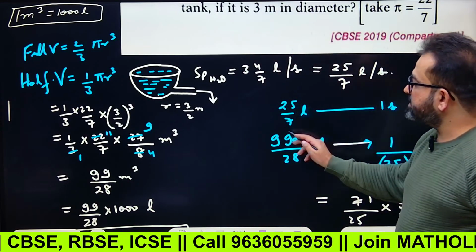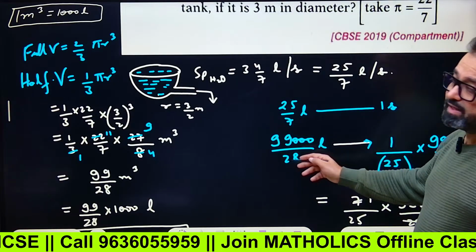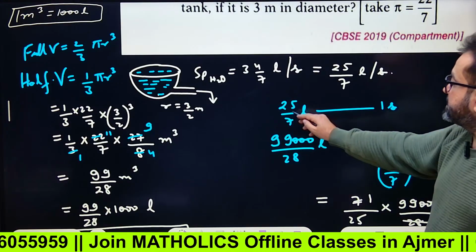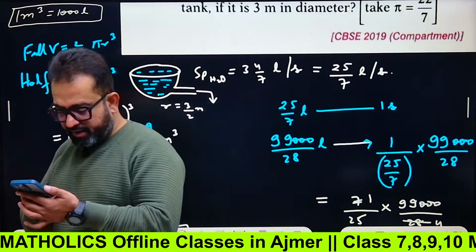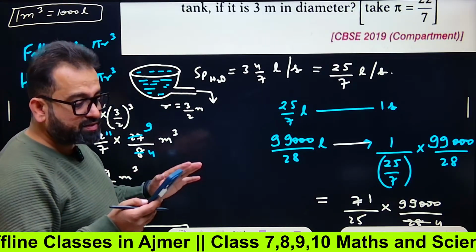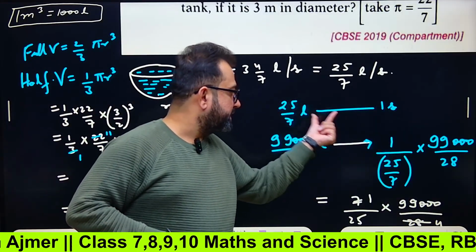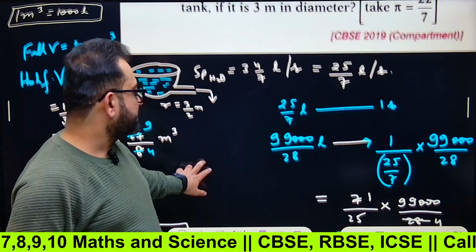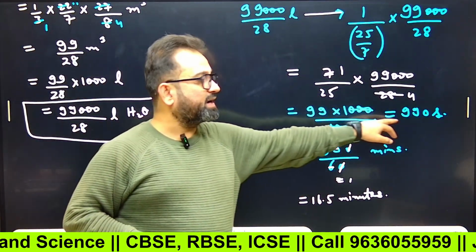So 25 by 7 liters is emptied in 1 second. So 99,000 by 28 liters will empty in how many seconds? Simply 1 by this into this. Simple unitary method. Yes or no? You have to use the simple unitary method, that 1 divided by this 25 by 7 and multiplied by this number. If you calculate this, it comes out to be 16.5 minutes, because 990 seconds.